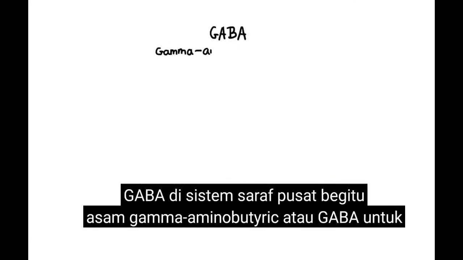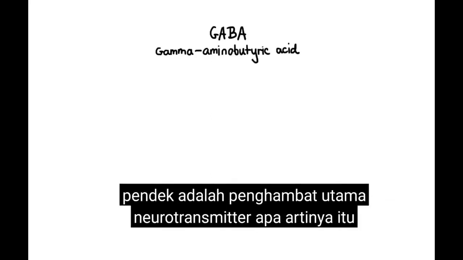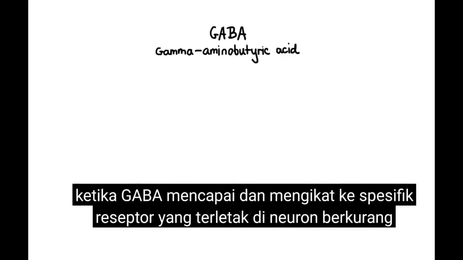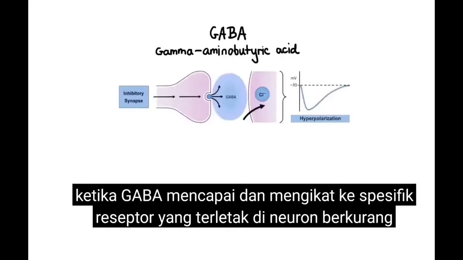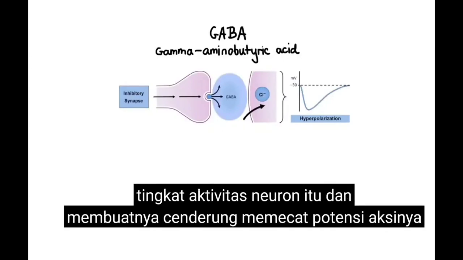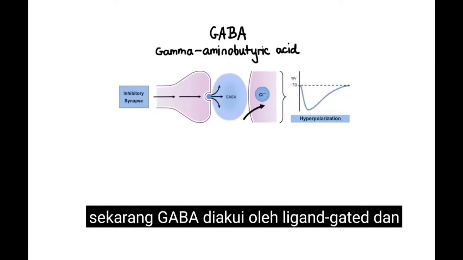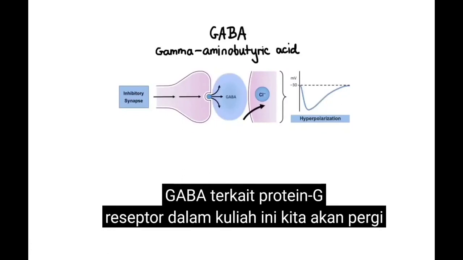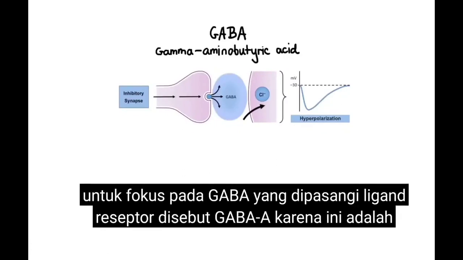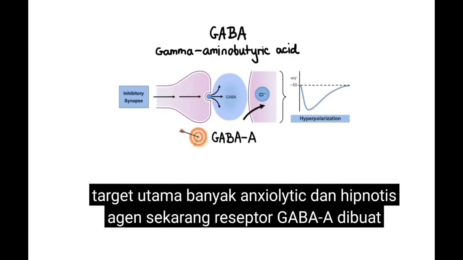So, gamma-aminobutyric acid, or GABA for short, is a major inhibitory neurotransmitter. What that means is that when GABA reaches and binds to a specific receptor located on a neuron, it reduces the activity level of that neuron and makes it less likely to fire its action potential. Now, GABA is recognized by both ligand-gated and G-protein-linked GABA receptors. In this lecture, we are gonna focus on the ligand-gated GABA receptor called GABA-A, as this is the main target of many anxiolytic and hypnotic agents.